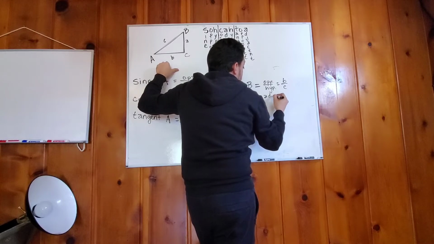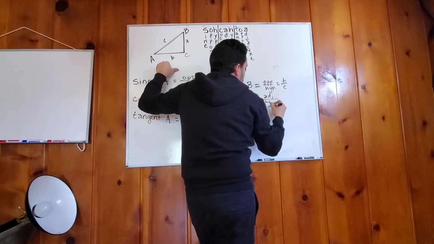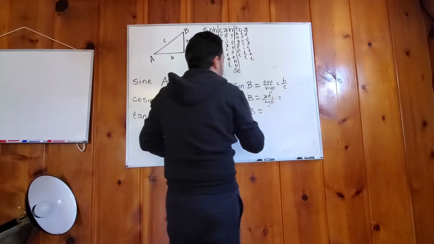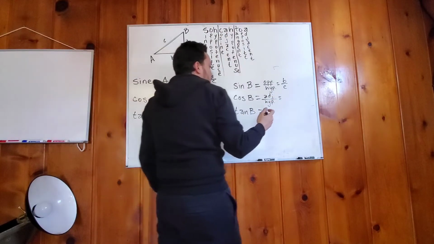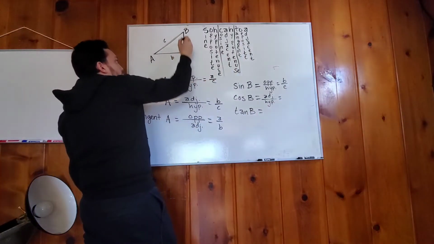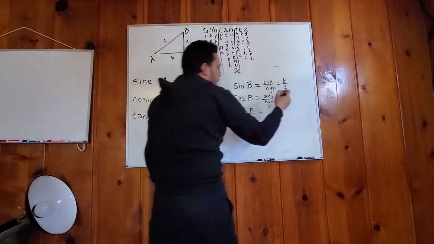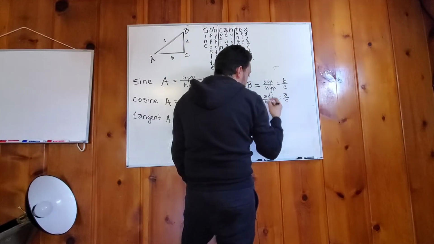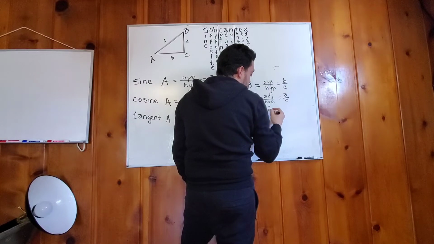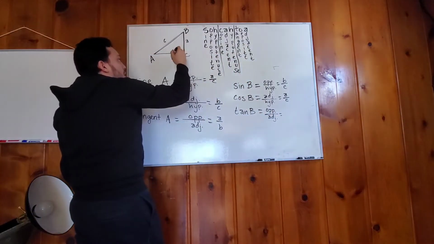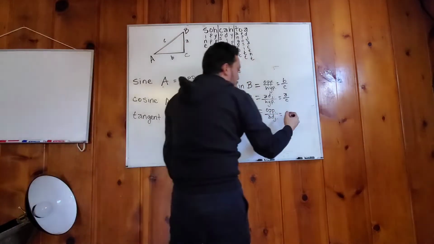Cosine is adjacent over hypotenuse. The adjacent is side A, over C. And then the tangent is the opposite over the adjacent, the opposite being B, adjacent being A. B over A.